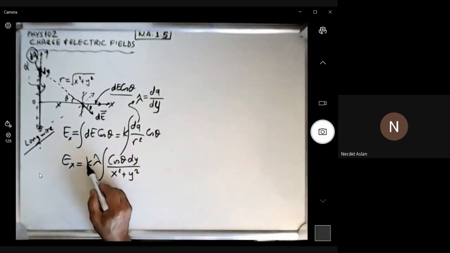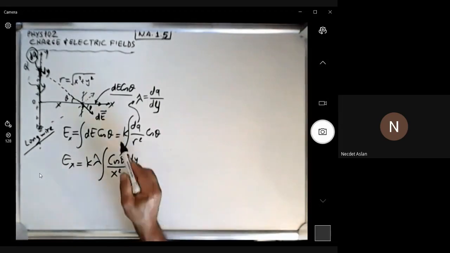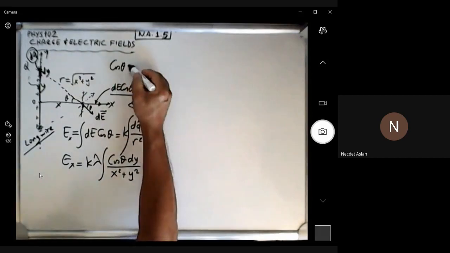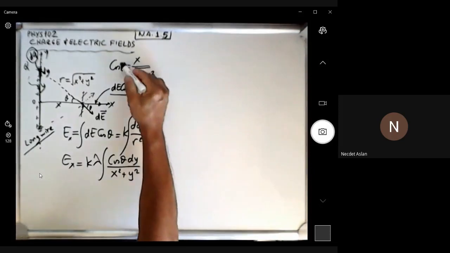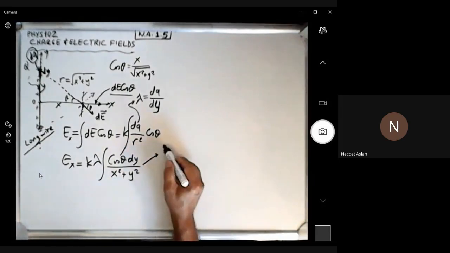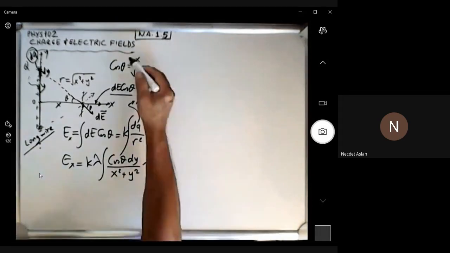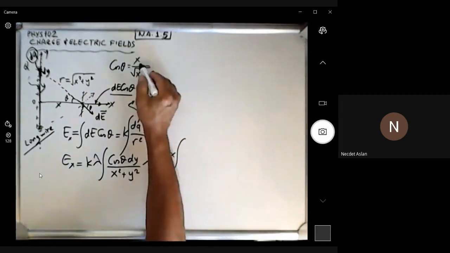Okay, since we now have Ex given by k lambda cosine theta dy divided by x squared plus y squared, we have to be careful to go from theta to y. We can do that because cosine theta is x over the square root of x squared plus y squared. So we can write cosine theta like that, so that we can get an integration in terms of y only, which is this. Since x is constant, I'm taking k lambda x outside the integral sign, and cosine theta is this.